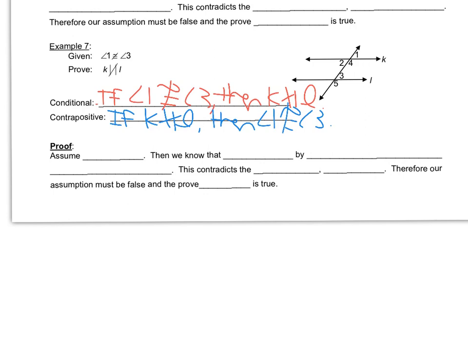Notice how the contrapositive will help us in writing our indirect proof. So the first thing we need to do is assume the negation of your proof. So your proof states that K is not parallel to L. So the negation of that will be K is parallel to L. So then we know that angle 1 must be congruent to angle 3. So I'm going to put arc marks on angle 1 and 3. And we know this because if the lines are parallel, then corresponding angles are congruent.